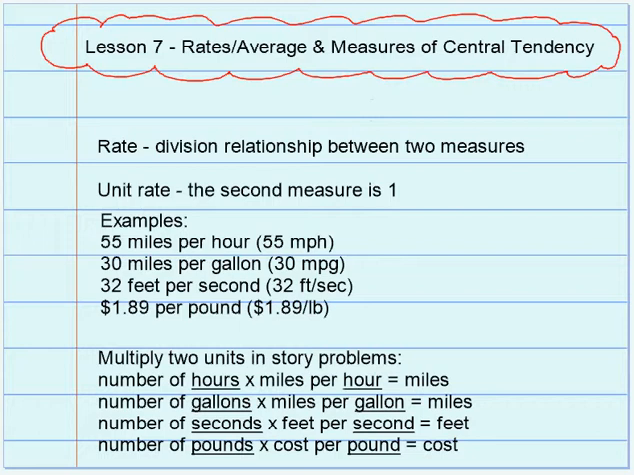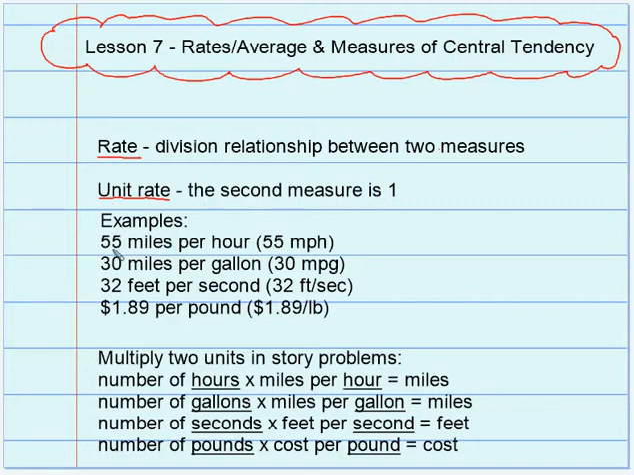Hi class, this is course 3, lesson 7, rates and average, and also talking about measures of central tendency. So here's some vocabulary for you. A rate is a division relationship between two measures. Unit rate is a special type of rate where the second measure is 1, and these are the ones that we would be really familiar with.